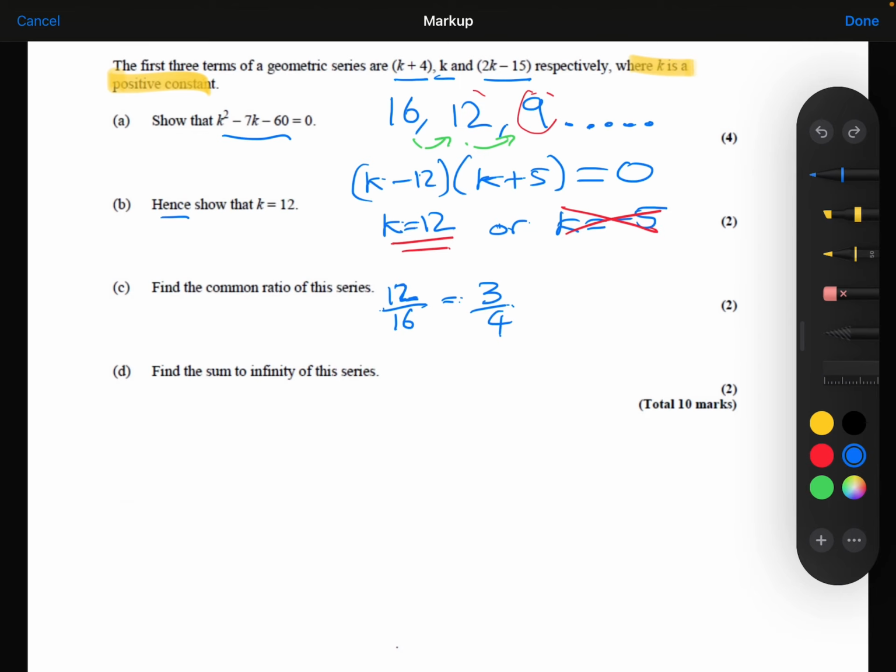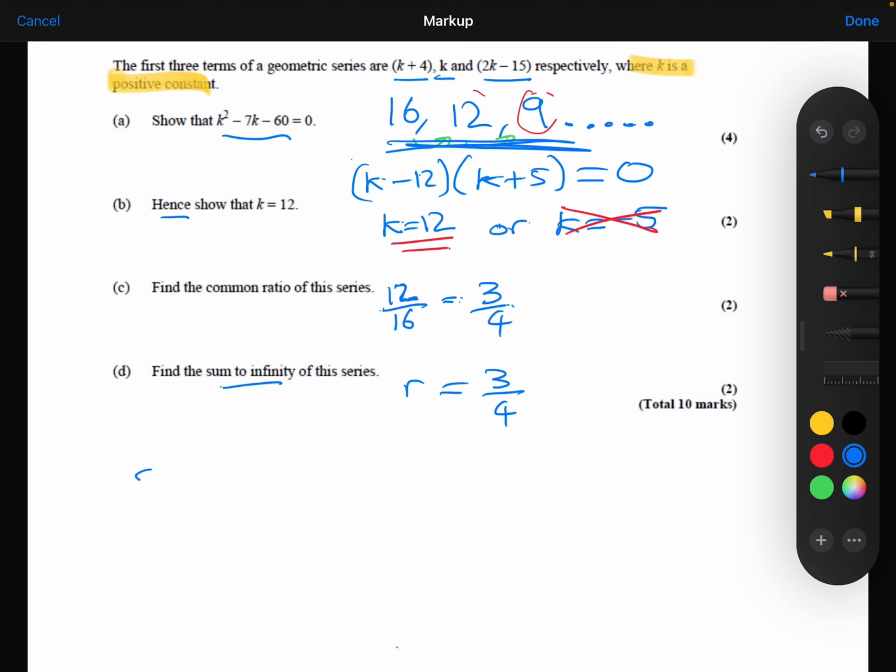And then part D, we want to find the sum to infinity of this series. The sum to infinity does exist because our common ratio r is less than 1. So our sum to infinity will converge. The numbers are all getting smaller.